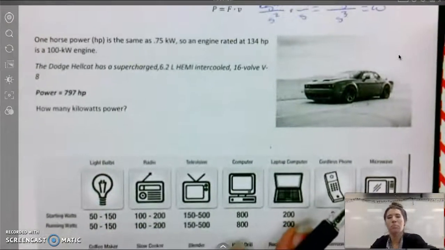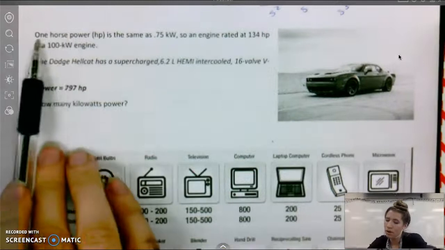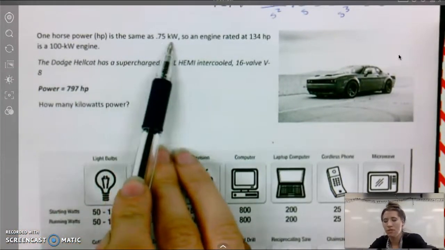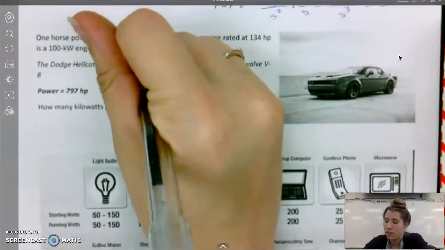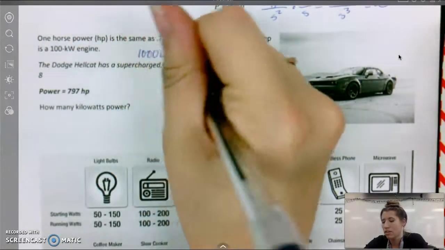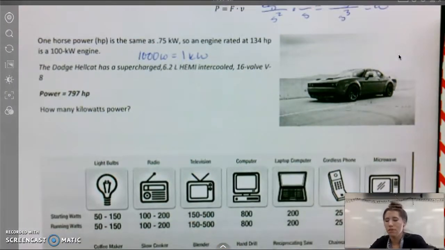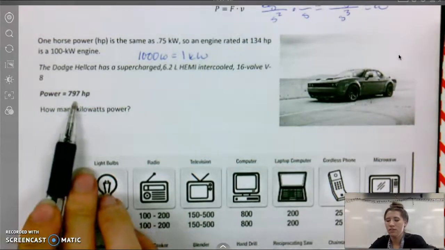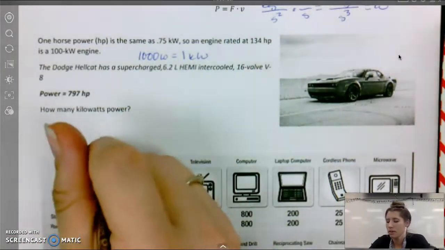Now, one of the more common units of power is horsepower. Our conversion factor here is that 1 horsepower is the same as 0.75 of a kilowatt. Kilo meaning 1,000, so there are 1,000 watts in 1 kilowatt. If we have 797 horsepower, how many kilowatts of power would that be?